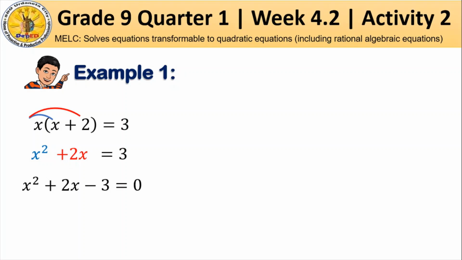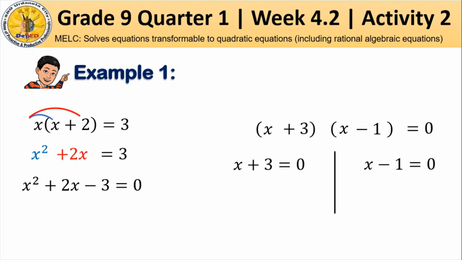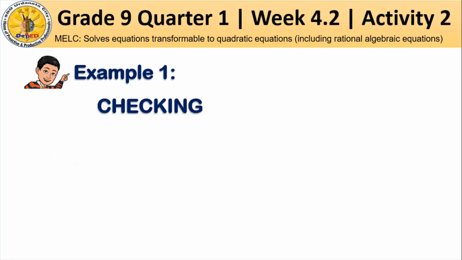Then, we will now solve for the value of x. By factoring, we have the quantity x plus 3 times the quantity x minus 1 is equal to 0. Using the zero product property, x plus 3 is equal to 0 and x minus 1 is equal to 0. We now have x sub 1 is equal to negative 3 and x sub 2 is equal to 1. Next is to check. Our equation is x times the quantity x plus 2 is equal to 3.